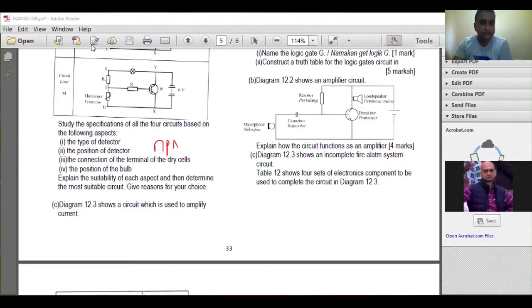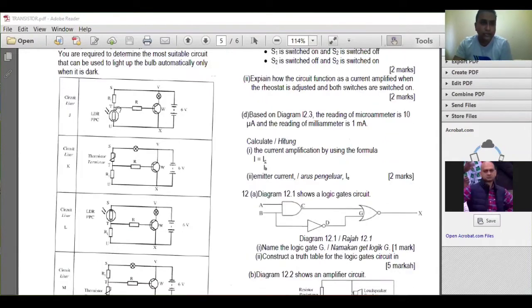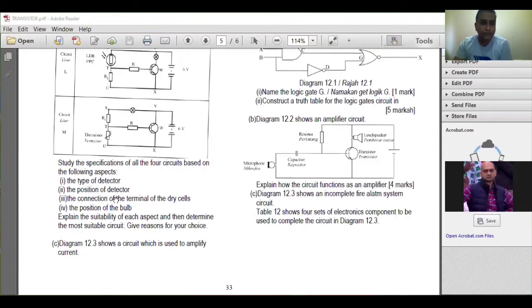So, type of detector. For this one you can do your table, but for the time being I just write on the question here. Type of detector: there's only two detectors, LDR and thermistor. Because we want to detect the presence of light, for the type of detector you must say LDR, to detect presence of light.